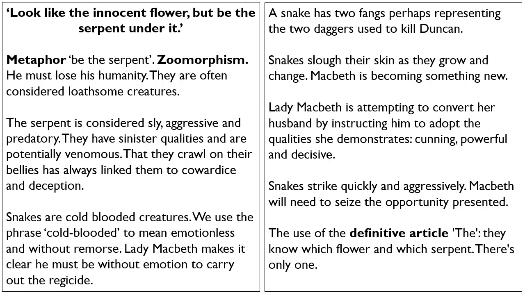Lady Macbeth is also instructing her husband. He's got to be cunning, powerful, decisive. Snakes strike quickly and they're aggressive. He needs to seize the opportunity when he can to strike quickly and to be aggressive. The use of the definitive article "the" tells us that she knows which flower and which serpent. There's only one, and that is you. You are the flower, you are the serpent, possibly heightening his importance.